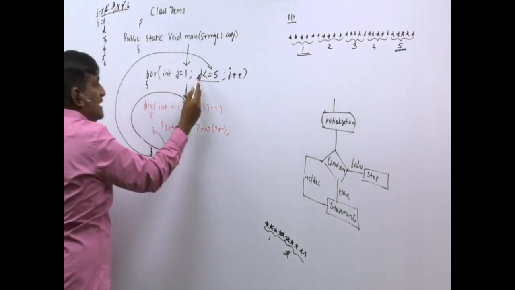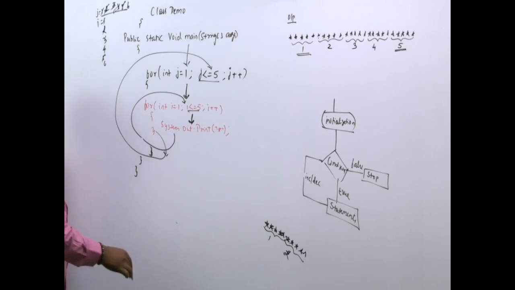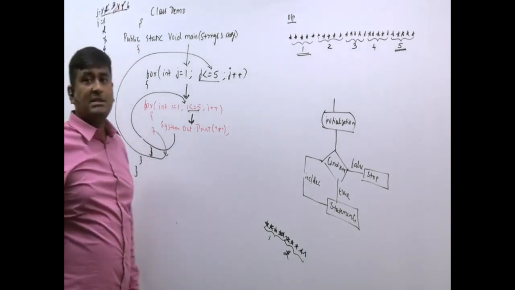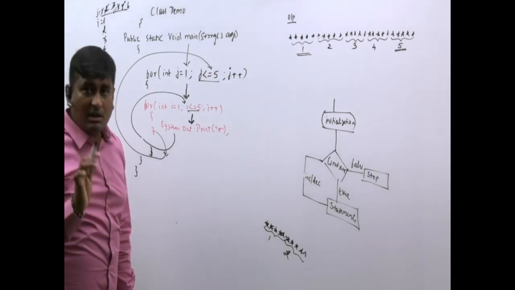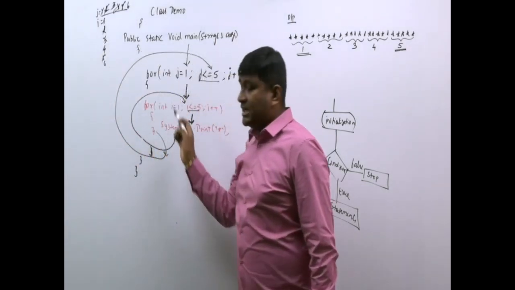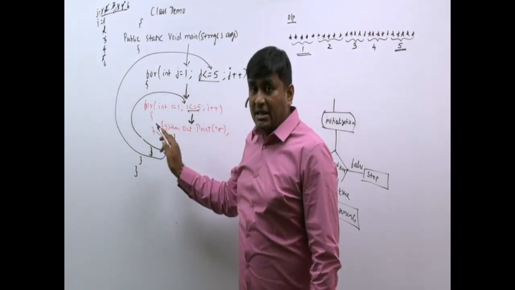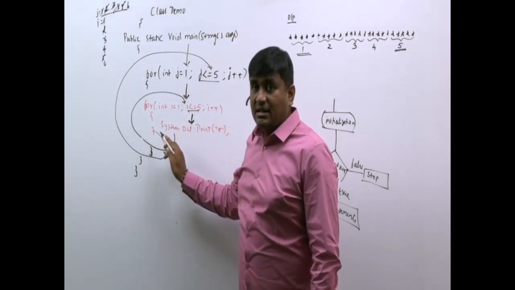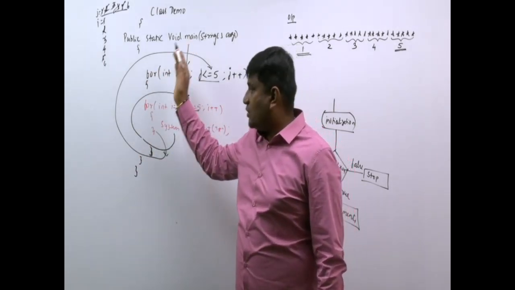Once it goes to 6, is 6 less than or equal to 5? No. Then the control will come outside that for loop and the control is given back to whom? OS. Did everyone understand how multiple for loops will work? Always remember, whenever there are multiple for loops, the inner for loop will get executed completely. If the condition fails, then the control is given to what? Outer for loop. Just go through it, you will get to know.